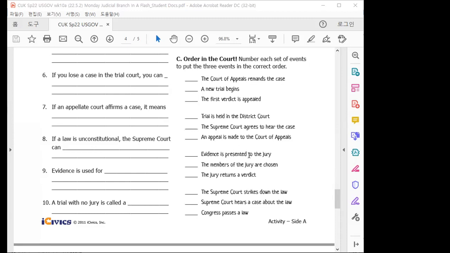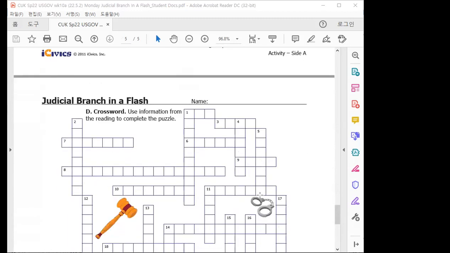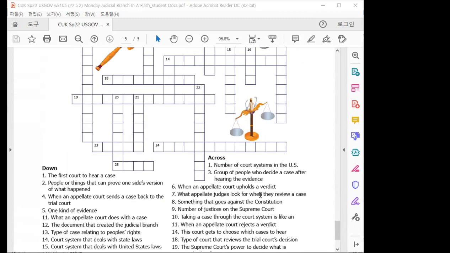Third. The members of the jury are chosen. Okay. Evidence is presented to the jury and the jury returns a verdict. Okay. And the fourth sequence. Congress passes a law. Supreme Court hears a case about the law and the Supreme Court strikes down the law. Okay, that's true. Yes.